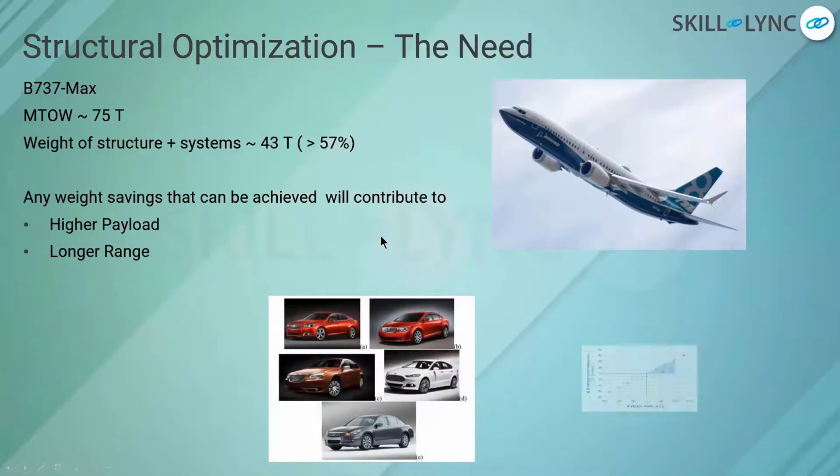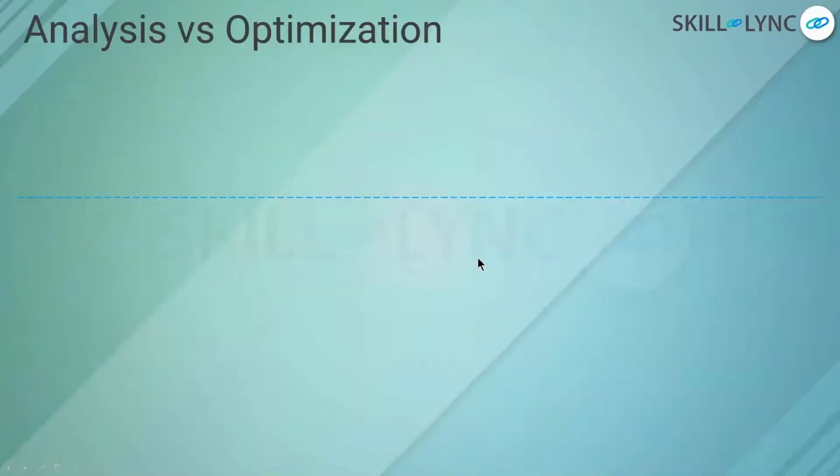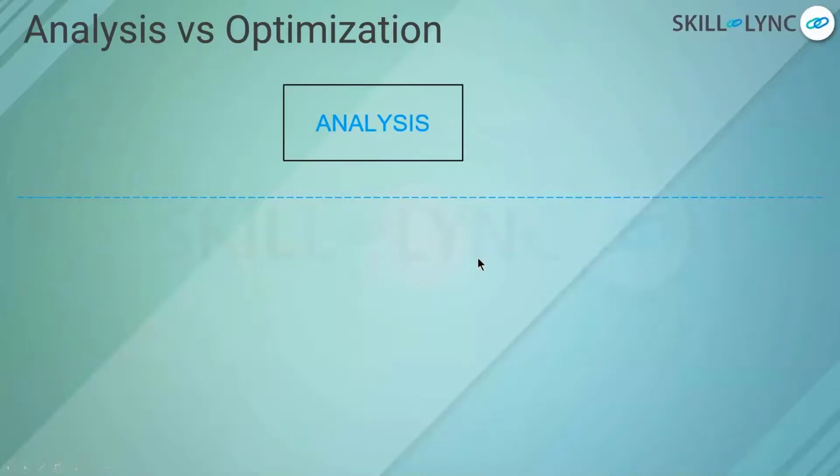And the same thing can be shown for an example in the automotive industry as well, where there are strict regulations coming in terms of emissions of the vehicles. The emissions relate directly to the weight of the car. So there is a need to reduce the weight of the car. And what is the best way other than doing a proper structural optimization and coming up with ideal structures for these vehicles. Now let us move on to the topic of what is the difference between analysis and optimization.